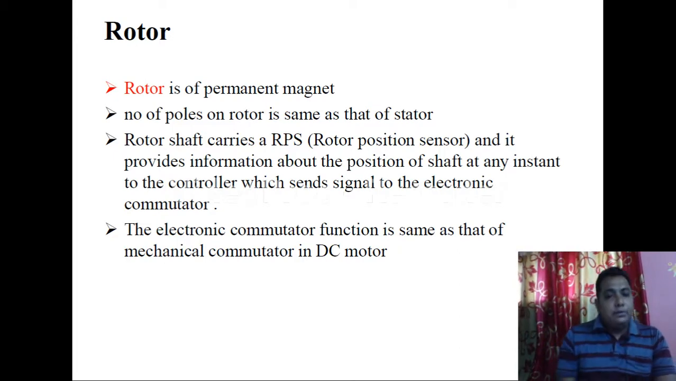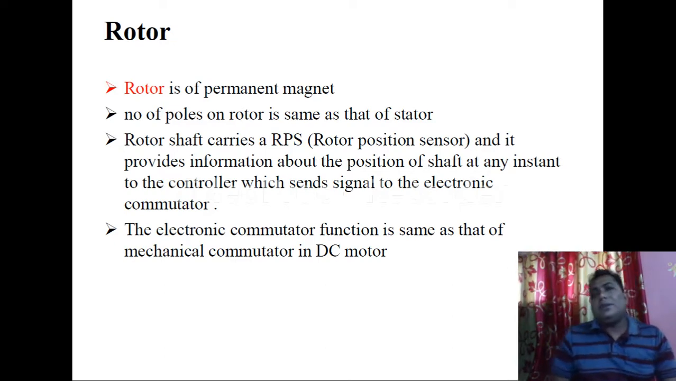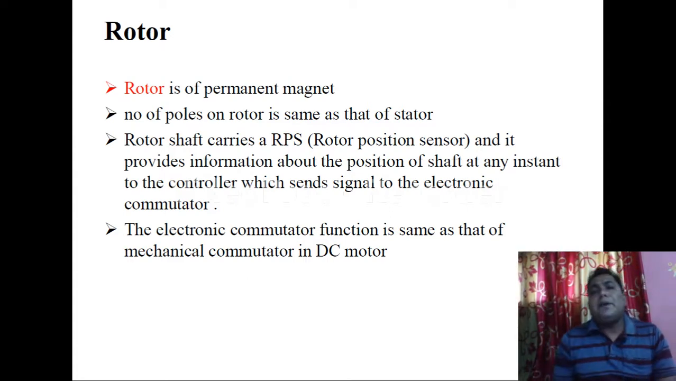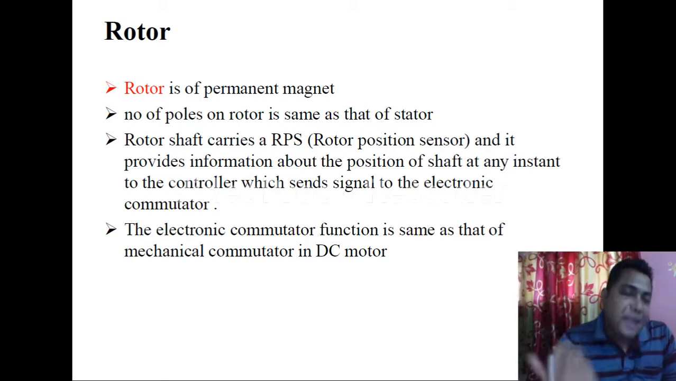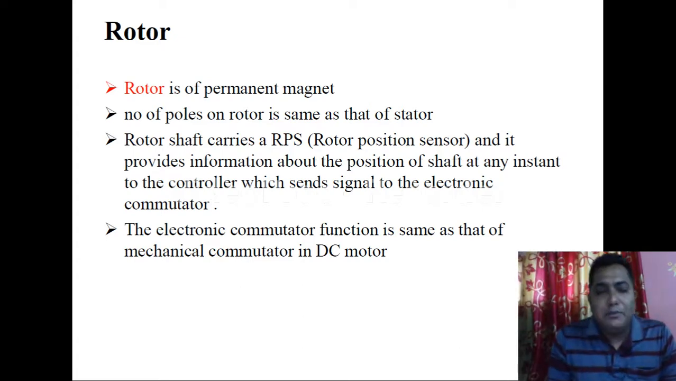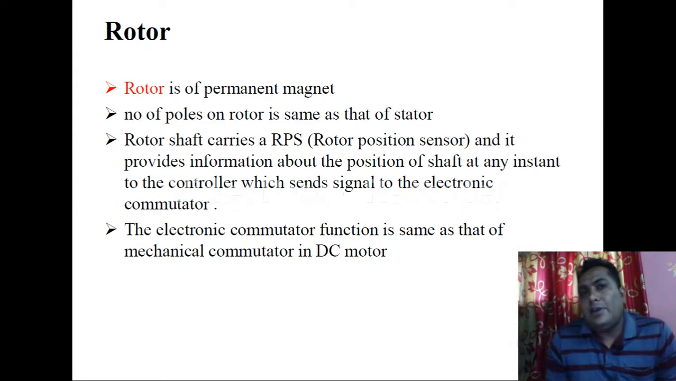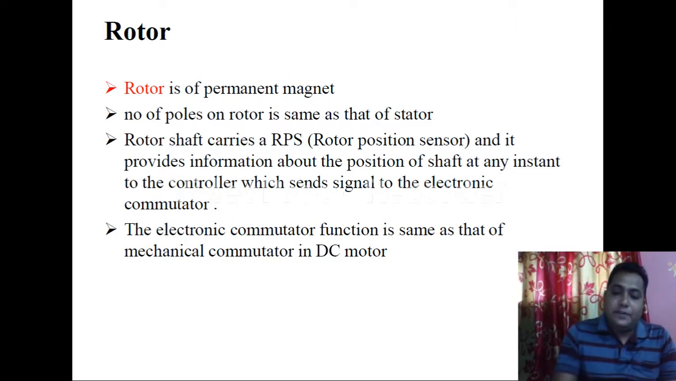Okay, the electronic commutator function is the same as that of the mechanical commutator in a DC motor. So what is the purpose of a commutator? The commutator's purpose is to convert AC into DC. So that same function is done over here. Here also the commutator is converting this AC into DC. But the point is, there with the commutator we have a brush. In this case we have an electronically connected circuit that is actually performing that task.